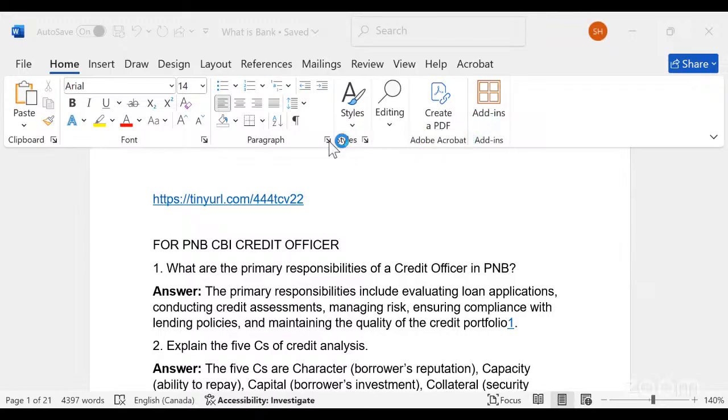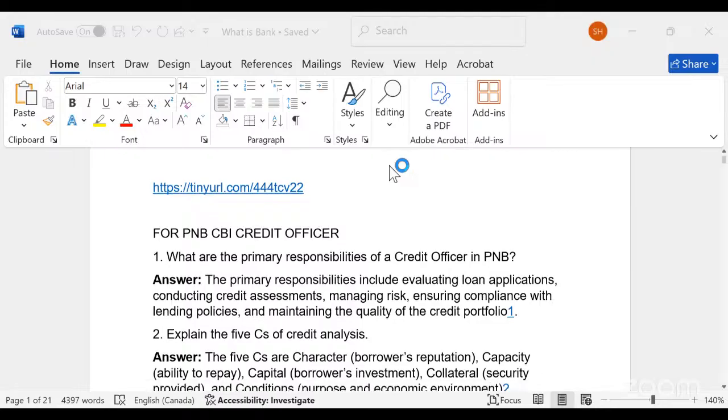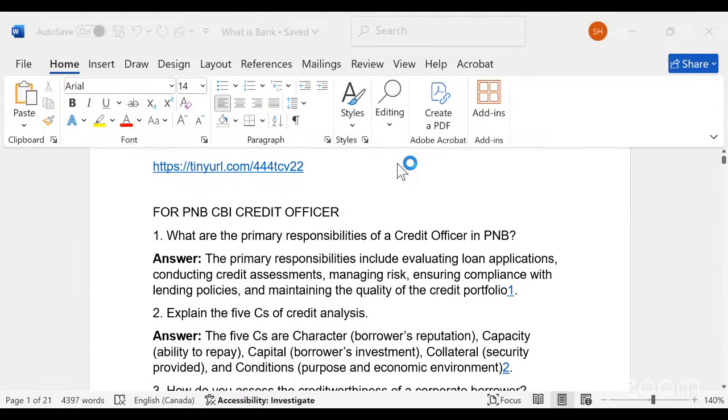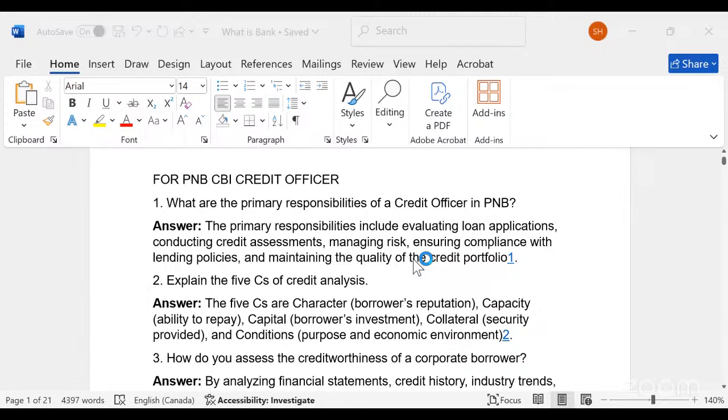What are the primary responsibilities of a credit officer? The primary responsibilities include evaluating loan applications, conducting credit assessments, managing risk, ensuring compliance with lending policies, and maintaining the quality of the credit portfolio. Explain the 5 C's of credit analysis.